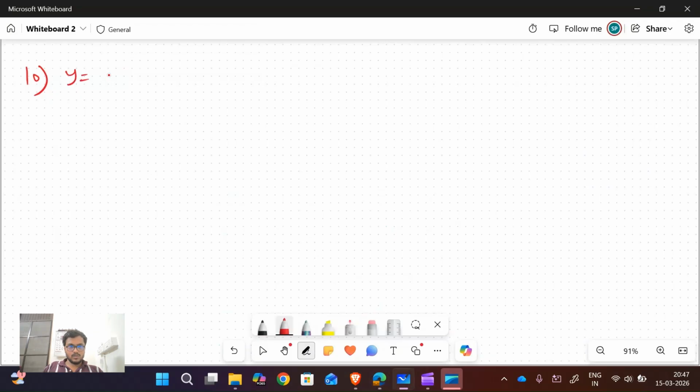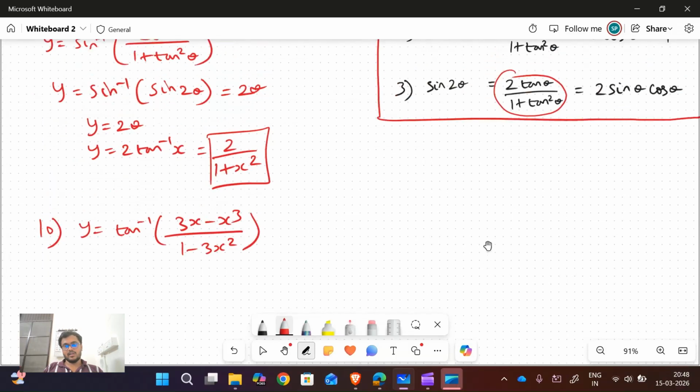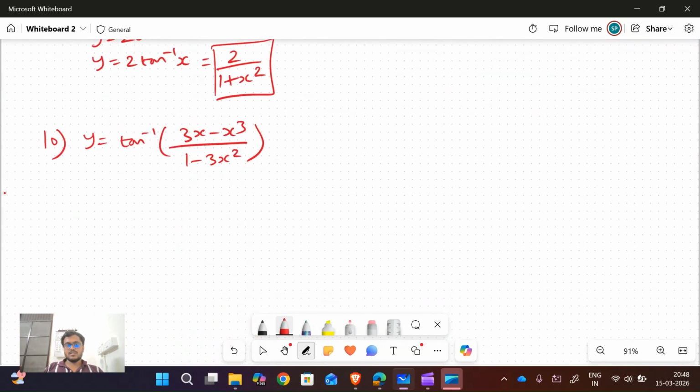10th one is y equal to tan inverse of 3x minus x cube divided by 1 minus 3x square. So again, you have to remember the formula, right? So what is the formula? Tan 3 theta formula. It's looking like tan 3 theta formula. Substitute again x equal to tan theta. If you substitute that, you'll get y equal to tan inverse of this whole thing. If you put, you'll get tan 3 theta only. Understood? Direct formula, right? So this will be 3 theta again. So this will be 3 tan inverse of x.